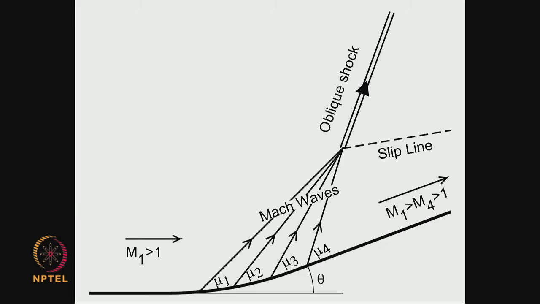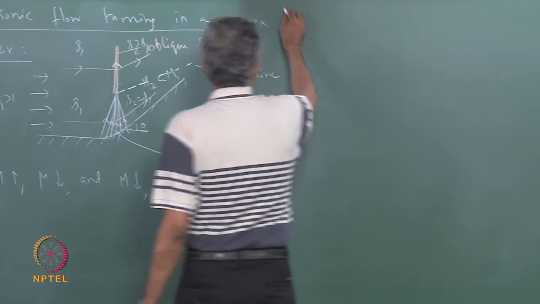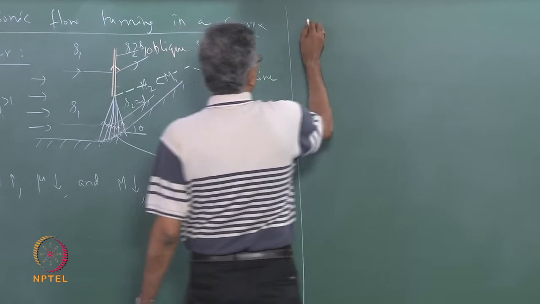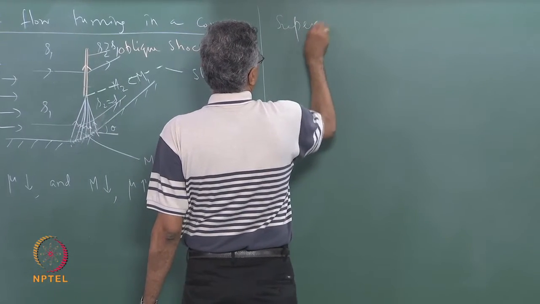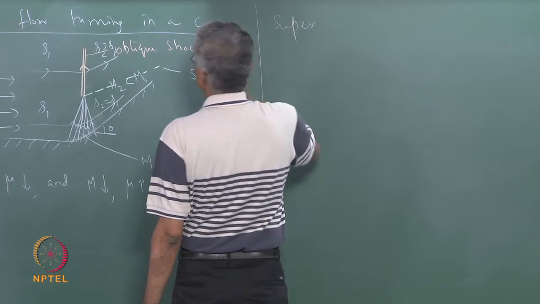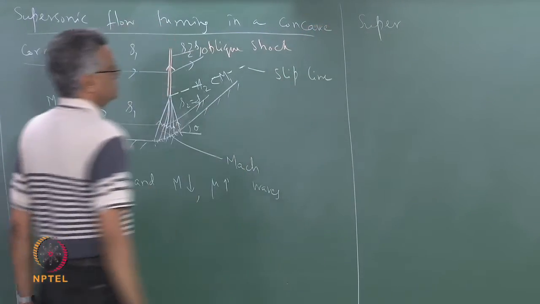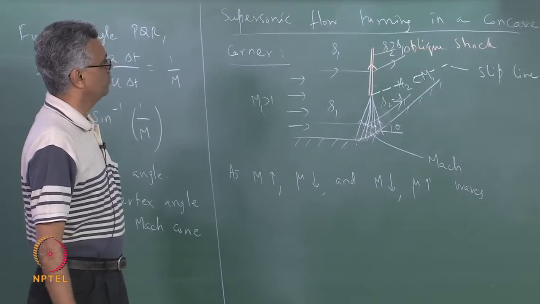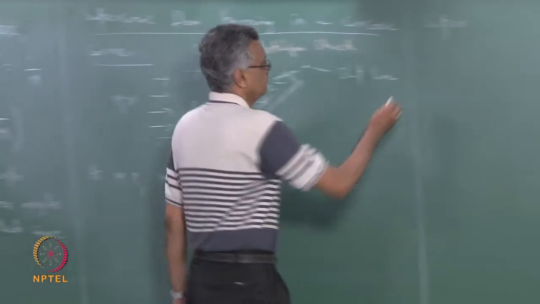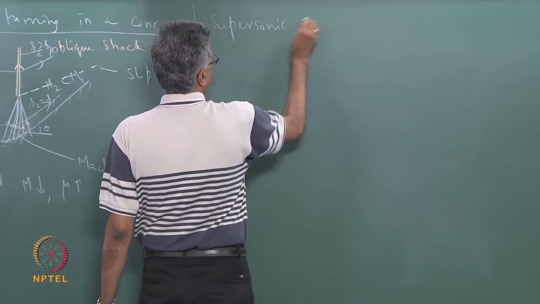Okay? So this is flow turning through a convex corner. Let us look at flow turning in a concave corner. Please make this change. This is a concave corner, not a convex corner. So this is a supersonic flow turning in a concave corner. Next, we are going to look at supersonic flow turning in a convex corner.